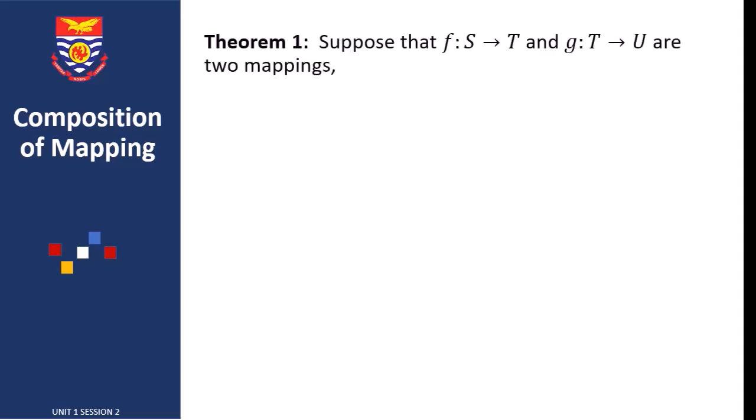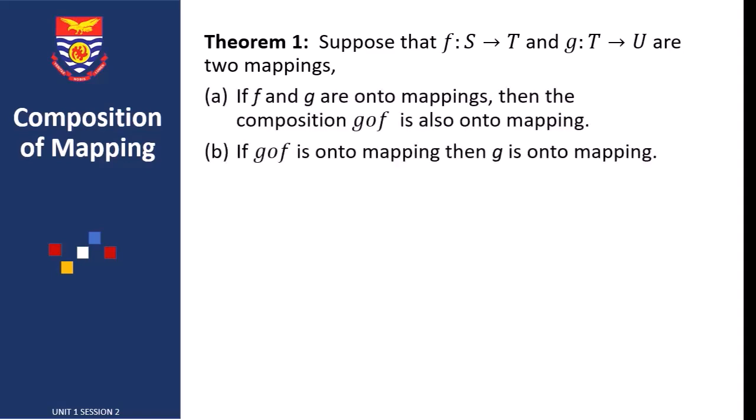Now let's look at these theorems. Theorem 1. Suppose that f of x is a function from S to T and g of x is a function from T to U, two mappings. Now the theorem states that A, if f and g are onto mappings, then the composition g of f is also an onto mapping. Again, if g of f of x is an onto mapping, then g is an onto mapping.